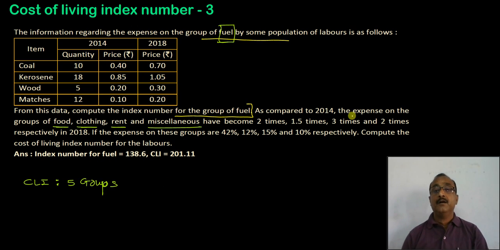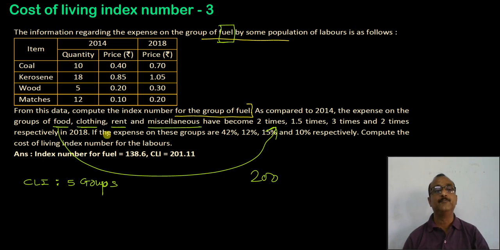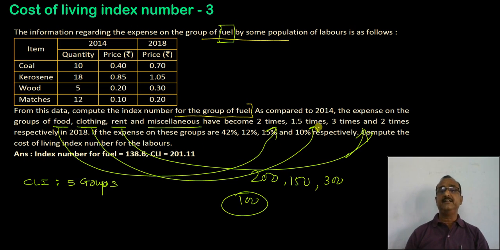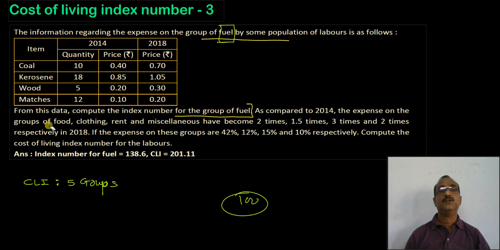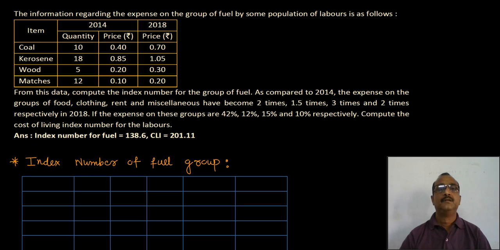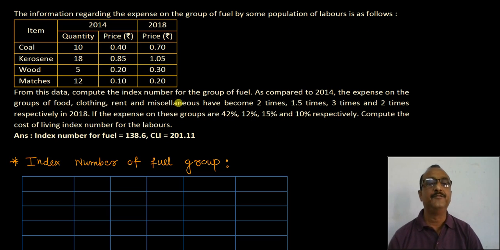The expense on the groups of food, clothing, rent and miscellaneous: food has become two times, two times means 200. Clothing 1.5 times means 150. Rent three times means 300, because the index number of the base year is always 100, and in the current year it is three times, means 300. Miscellaneous two times means 200. So the index numbers of four items are given, only the fuel index number is missing. For fuel, the information is given above, with the help of which we first find the fuel index number, then we have to find the cost of living. So let us start our sum with the index number of fuel.